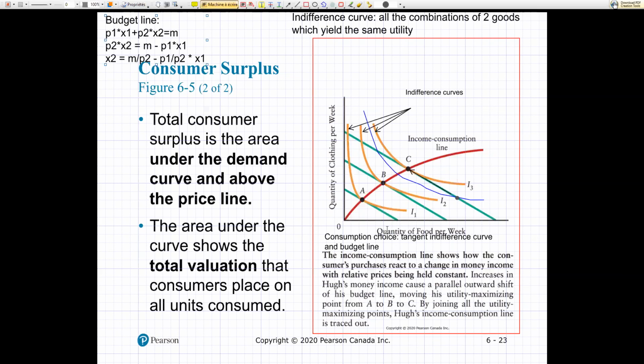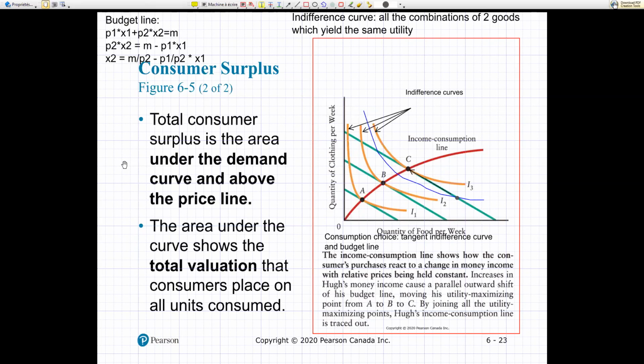Because it's the quantity of good 2 I have to sacrifice if I increase the quantity of good 1 by 1 unit. So if I increase by 1 unit, then I must decrease x2 by P1 over P2, all right? And then what is this equal to here?